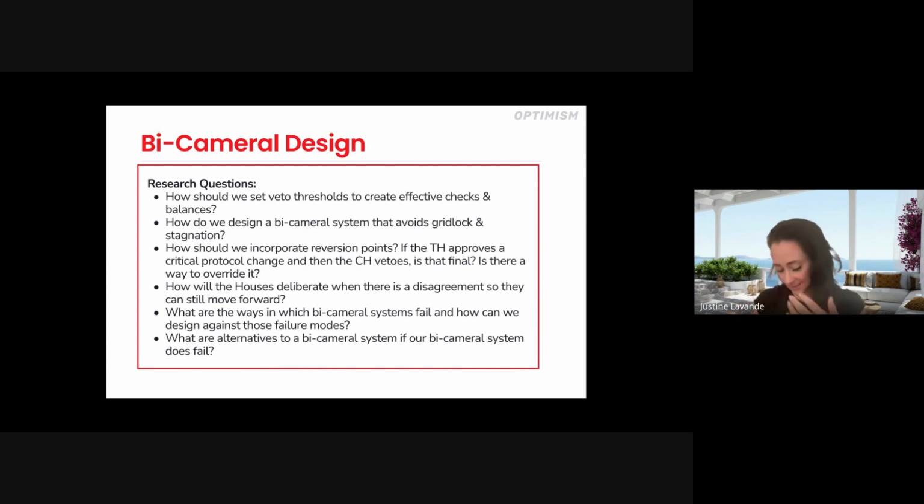How do the houses move forward? Yeah, exactly. If they have a disagreement, do we need to use deliberative processes to facilitate forward movement in that scenario? What are all the ways in which a bicameral system can fail? And what alternatives do we have if the system does fail?